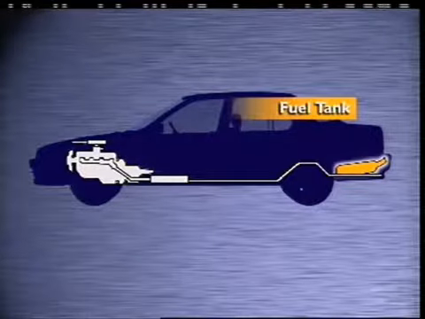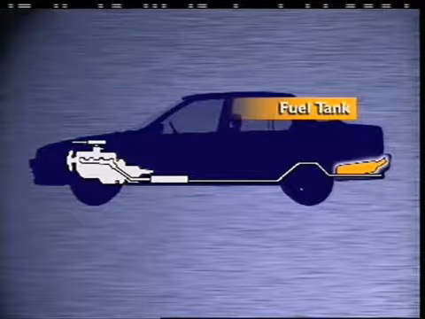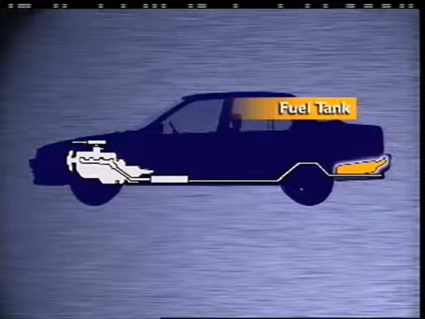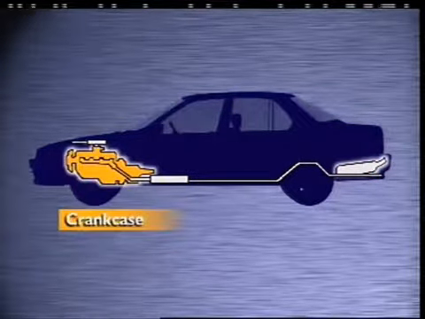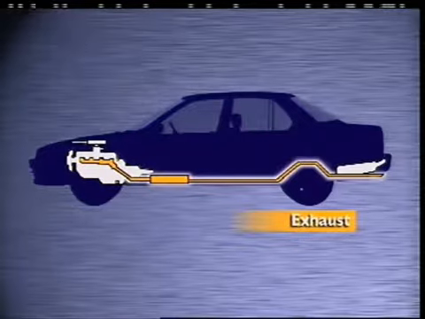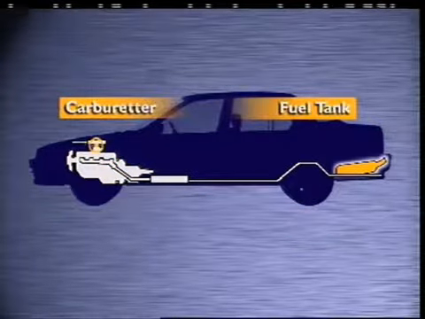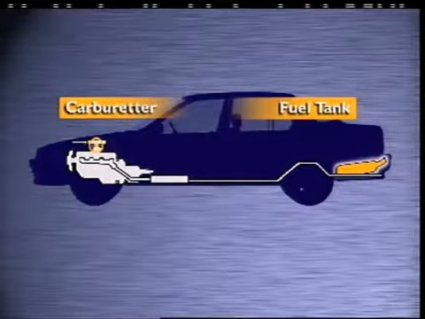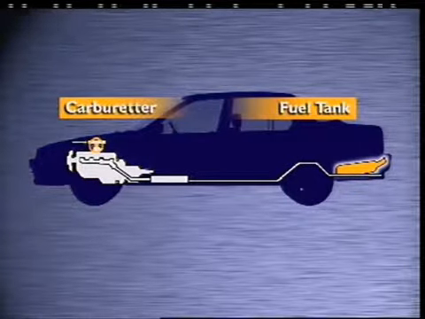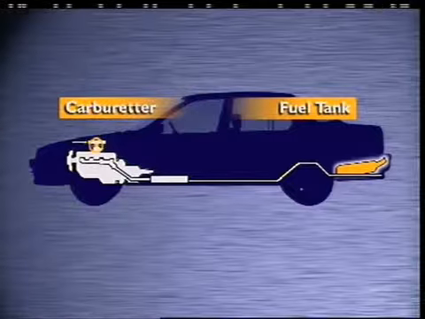Emissions from a petrol-driven motor vehicle usually come from four sources: the fuel tank, the carburetor, the crankcase, and the exhaust system. The fuel tank and carburetor allow fuel to evaporate and escape to the atmosphere. These are called evaporative emissions.